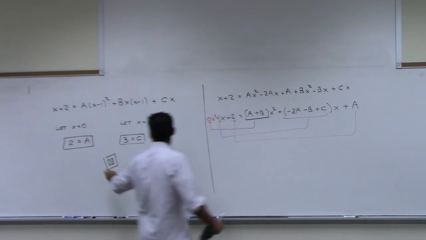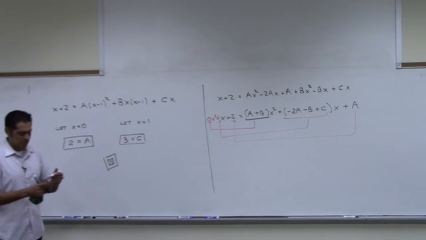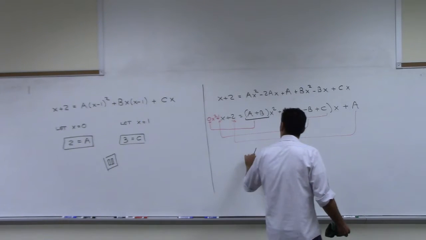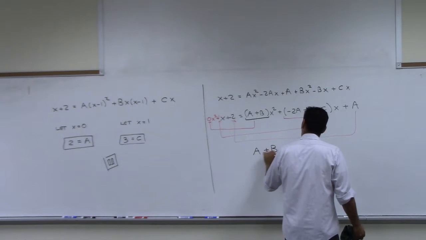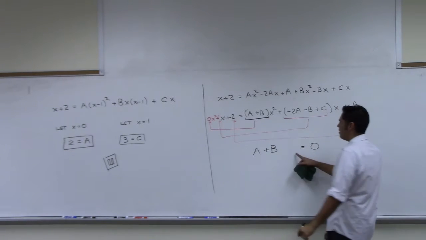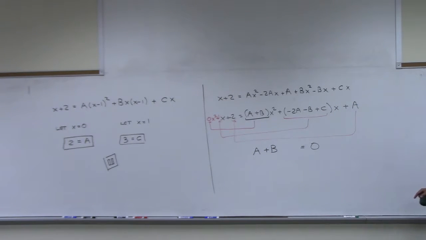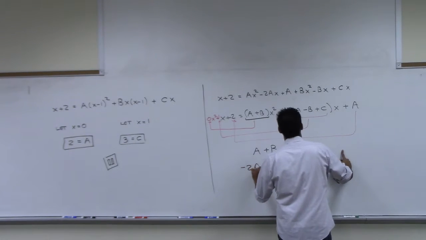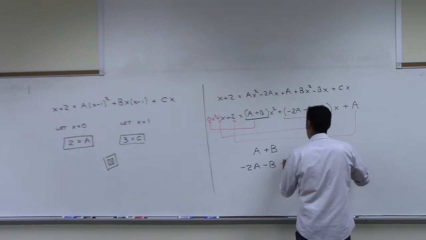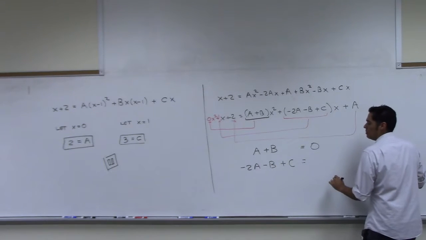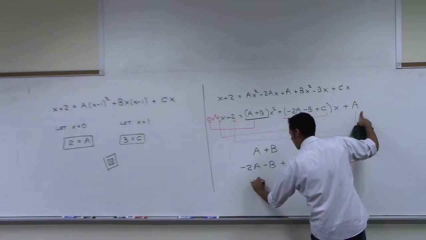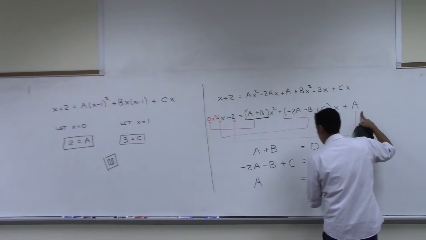Now, we already knew what a was, right? Over here, we know what c is. But I'm going to start writing these equations out. I know that a plus b has to be 0. Why did I leave a space there? Because we have a c in these equations also. So next equation, negative 2a minus b plus c must be 1. And then finally, a is 2.